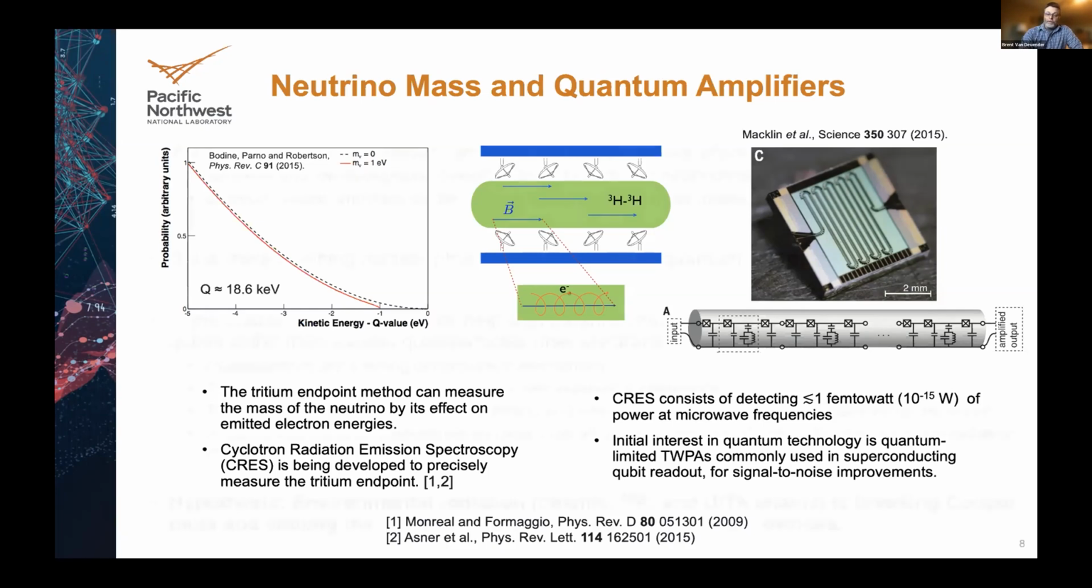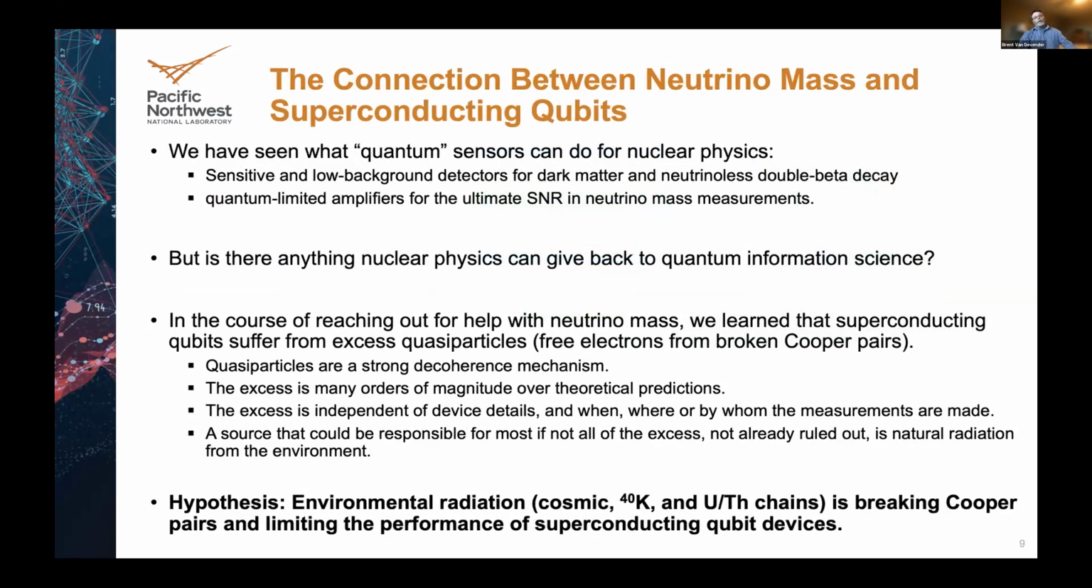What happened in talking to them about that is they heard about our problem, and they're going to be able to help. They also told us about some of the problems they have. So what they do is use these amplifiers to read out their superconducting qubit devices.